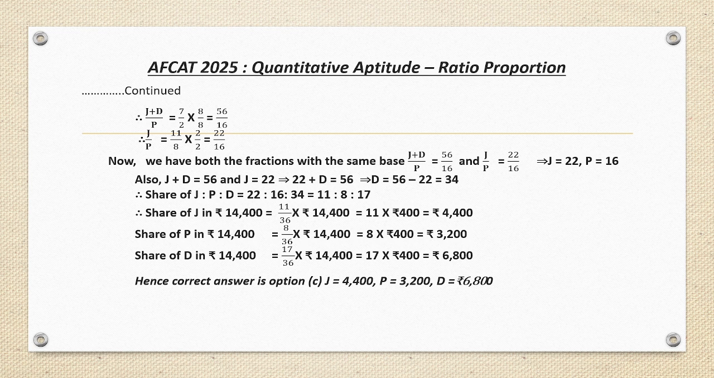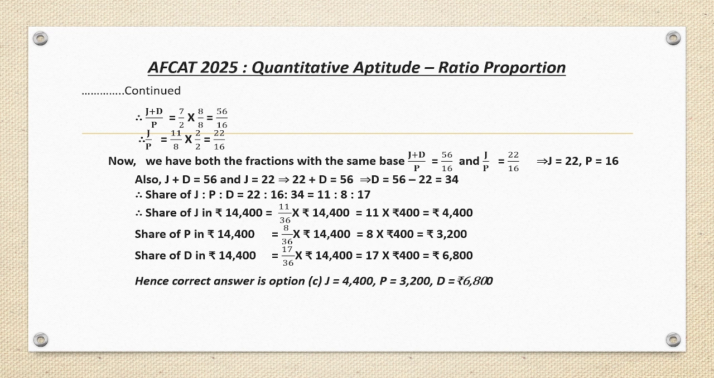So we have got all the three values now. J, P, D. J is 22. We already got it. P is 16. We already got it. And D as 34. So 22 to 16 to 34. Now divide this JPD ratio by 2. So we have got 11 to 8 to 17. Now finding out the shares is very easy. 11 plus 8 plus 17 is 36.